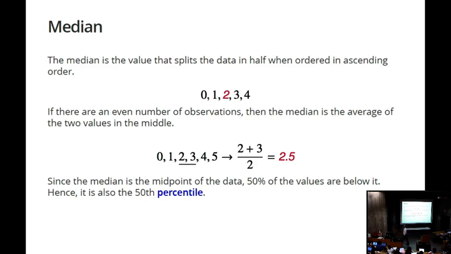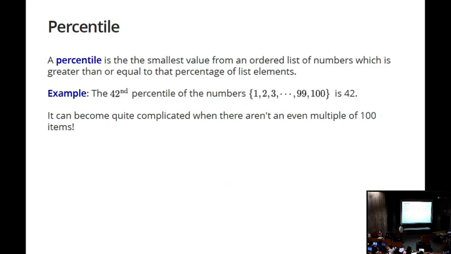Because it's the midpoint, and we got a 50-50 split, it's also what's known as the 50th percentile, where instead of breaking your data in half, you break it into 100, which are per cents, per 100s in Latin, percentages. And so it's the 50th percent, which means 50% below, 50% above. So a percentile is the smallest value in an ordered list which is greater than or equal to that percent of the list. It doesn't, as per your question, have to actually be in the list. It's just a number which will have that percent less than the number.